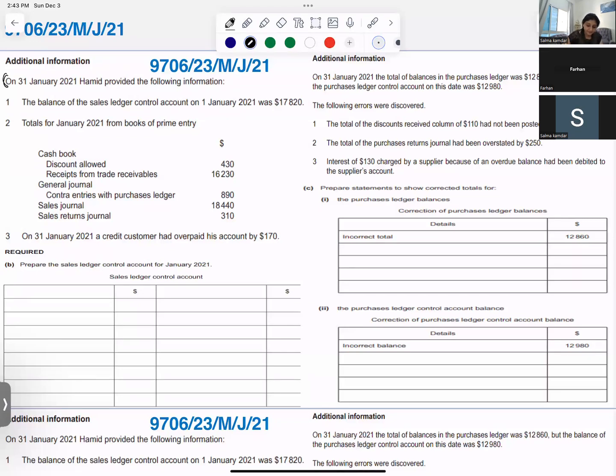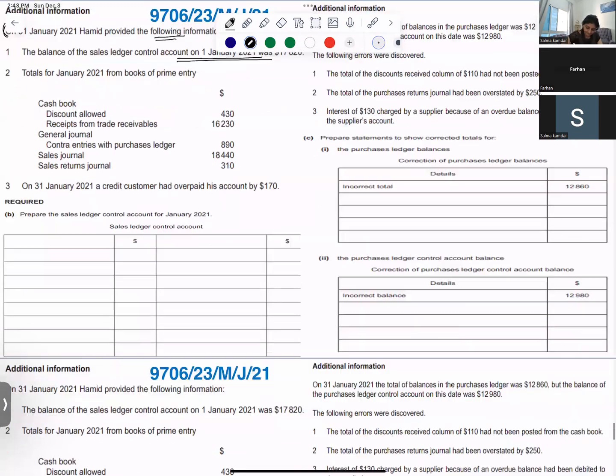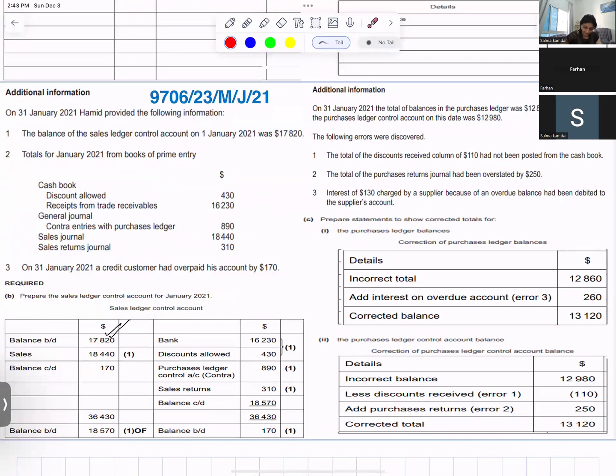On the 31st of January, Hamid is giving me the following information. What information is he giving me? The balance of the SLCA on 1st January was 17,820. So that's the opening balance. Tell me where will this go? This will go on the SLCA debit side. Very good. Write it on the SLCA debit side, balance brought down, 17,820. Very good. Okay, go ahead.